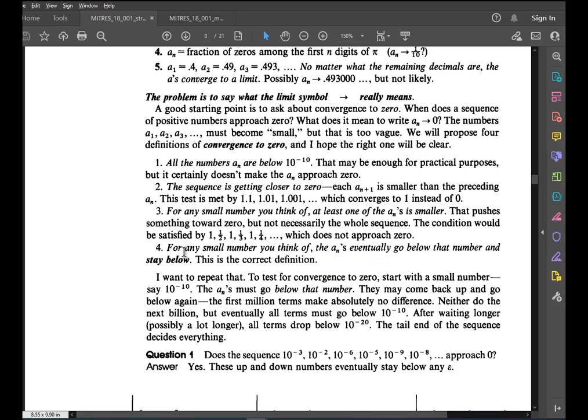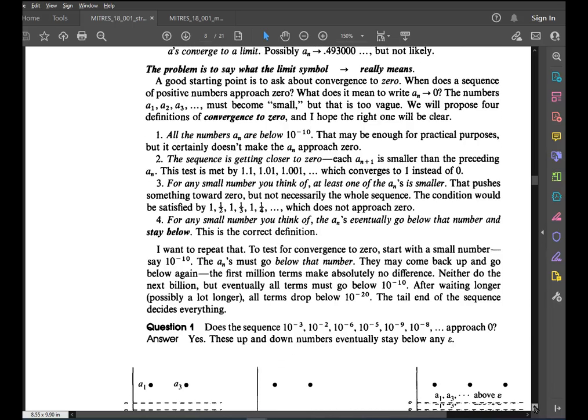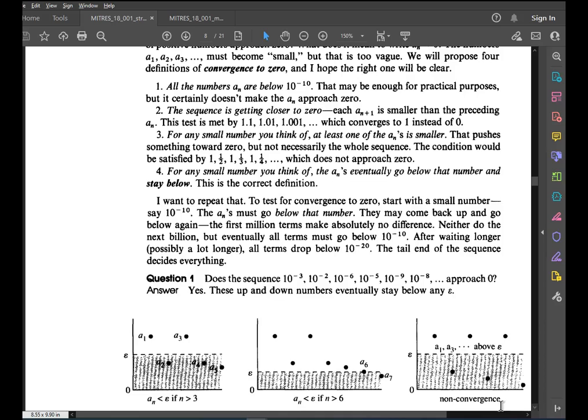For any small number, typically you use the symbol epsilon. Epsilon means a small number. Now epsilon can be anything. I can choose epsilon. And here it says the sequence of a_n eventually goes below. All right, so for instance, if you draw this picture here. Here's my epsilon, right? And here I have a sequence of numbers: a1, a2, a3, a4, a5.